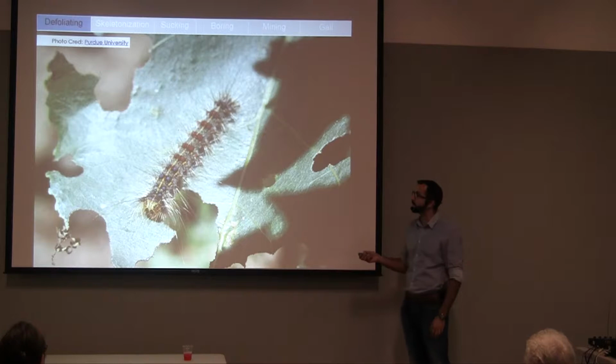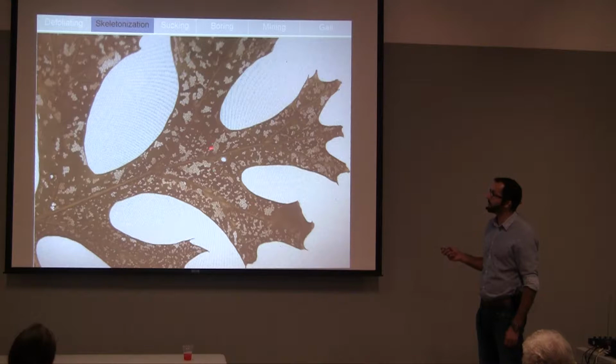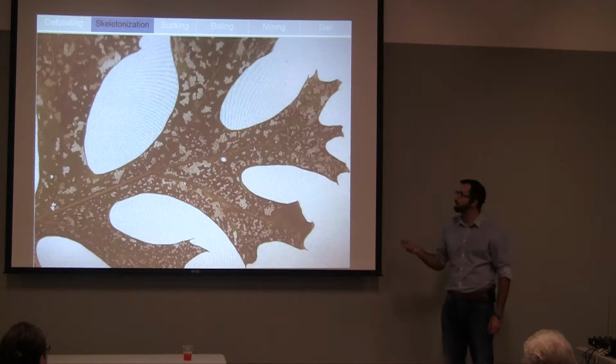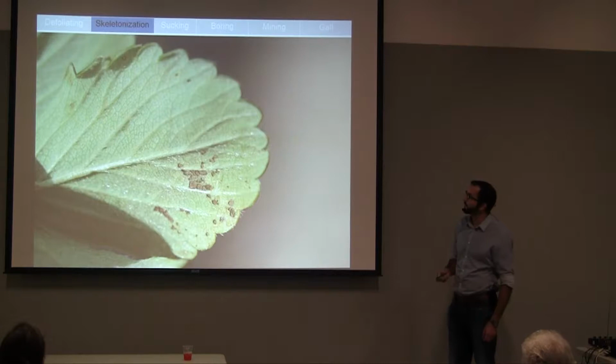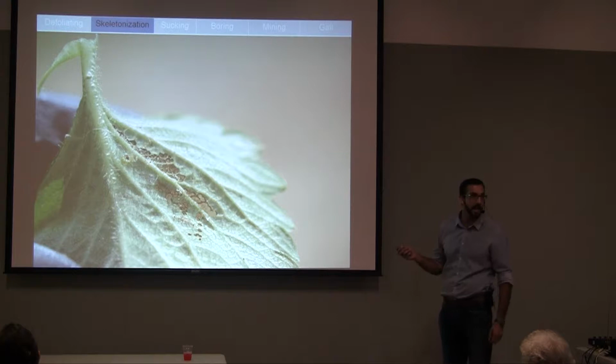We also get skeletonization. That's when you have a single layer of the tissue being chewed through. Again, this is chewing damage, but in this case, it's often a younger stage larva of one of those chewing insects. Here, for example, you can see that skeletonization. If you take a closer look, you can see that caterpillar just hiding right there. So you have to look very closely, and you just may be able to find it.